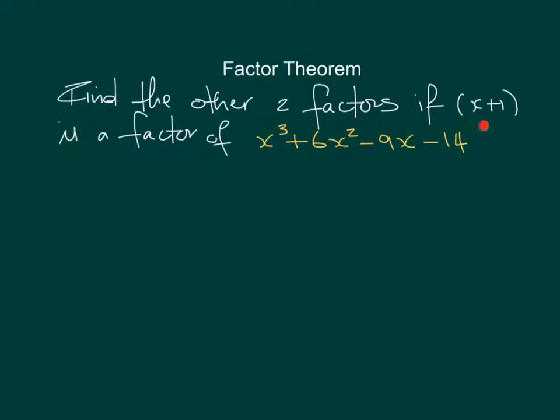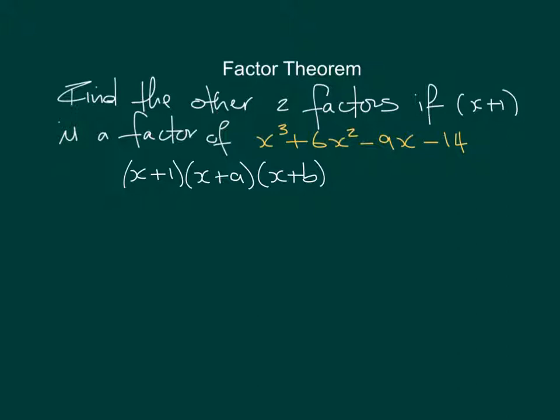one of the factors. But since the power is a 3, I would expect to get 3 of these little brackets. So my answer should actually look something like this. It should look like x plus 1 into x plus some constant a and x plus some constant b. Okay, it could be minus, but it doesn't really matter now. It's just a constant. So that's what my answer should look like.